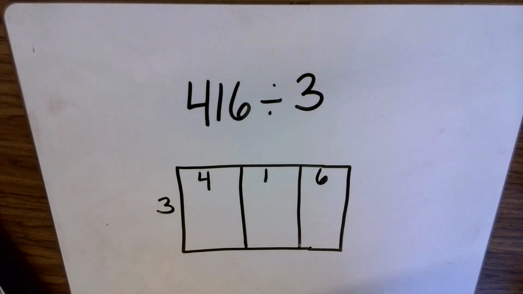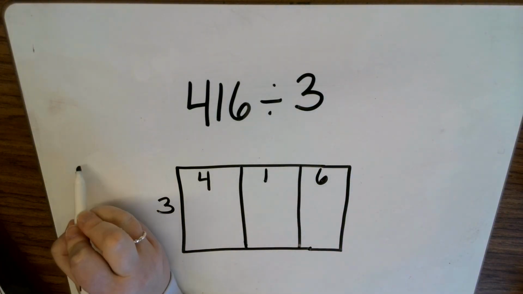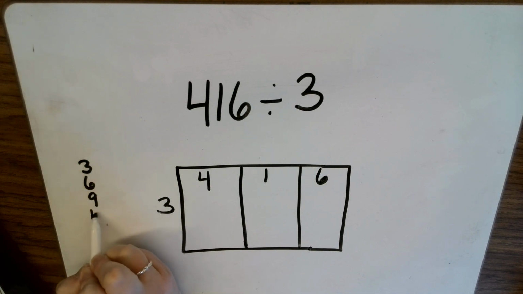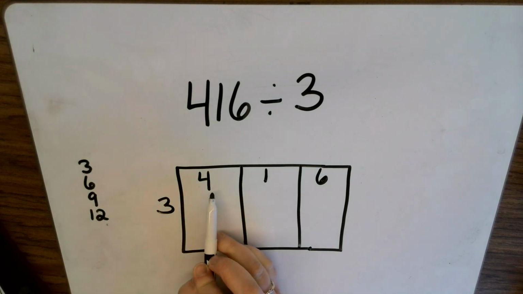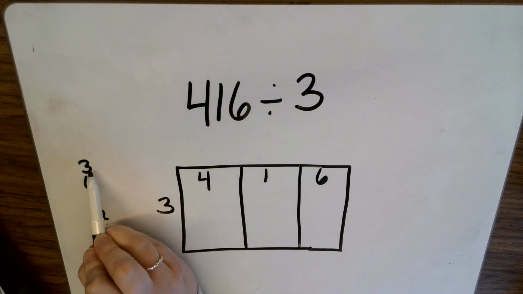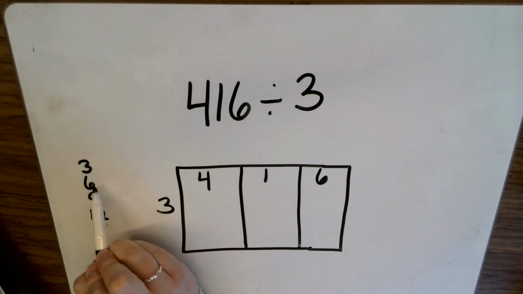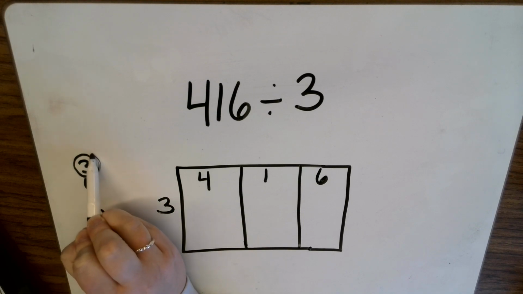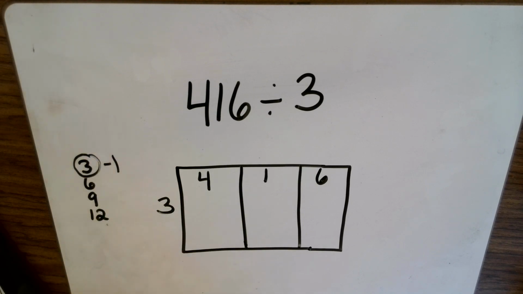All right. So let's look at this. How many times can 3 go into 4? Well, if I look at my multiples of 3, 3, 6, 9, 12. The closest I can get to 4 without going over is 3. The second multiple of 3 is 6, and that's already too much. So 3 is as close as we can go. And 3 is the first multiple of 3.